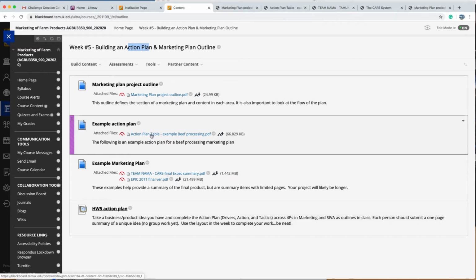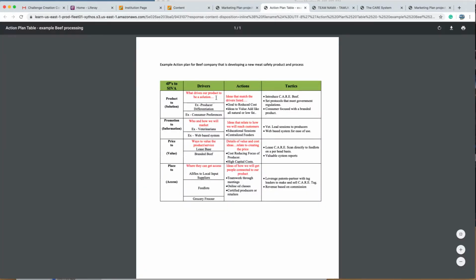Now, this is for a beef processing business, and so I have built an action plan. I've got the 4 P's to the SIVA model: product, which is a solution; promotion, which is information; price, which really is talking about value; and place is talking about access. So there are 3 columns here: drivers, what are some actions, and then what are some tactics?